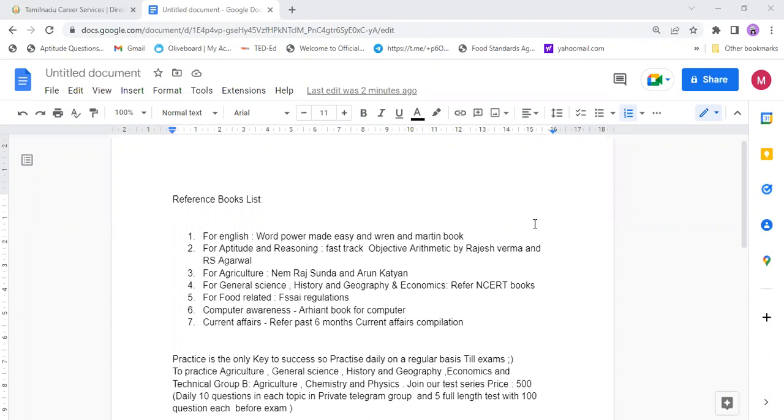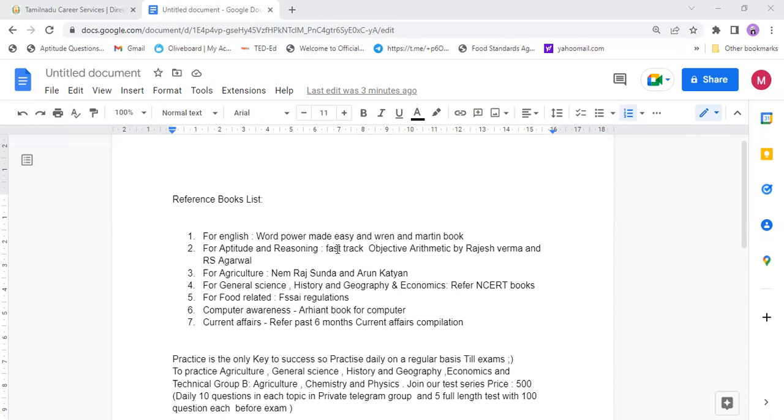Here, a few people asked for FCI technical preparation reference books. So here, these are the standard reference books. For English, you can refer to Word Power ADC and then Wren & Martin for grammar. And for aptitude and reasoning, you can refer to Fast Track Objective Arithmetic by Rajesh Verma and the R.S. Agarwal book. And for agriculture, you can refer to Neeraj Sundar and Arun Katyan books.